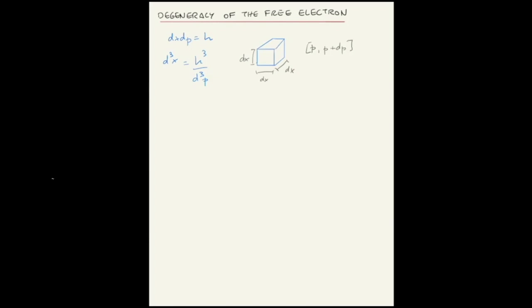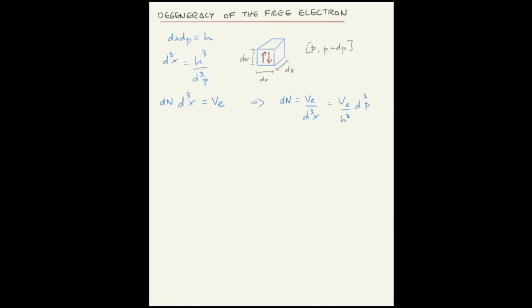Now, the number dn of such cells available is the volume VE that is occupied by the electron distribution. dn is the number of such cells, dx cubed is the volume of one of the single cells, and VE is the volume occupied by the electron distribution. So we can solve this for dn, and using the expression of the uncertainty principle, write that in terms of dp. Now, because of Pauli's exclusion principle, each of these cells can hold two electrons, one with the spin up and one with the spin down.